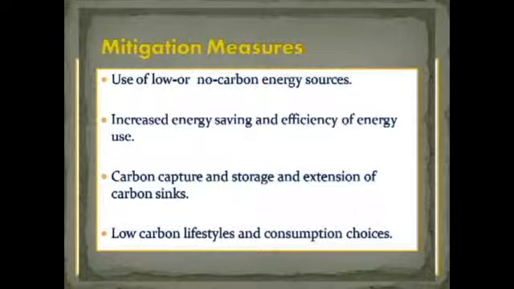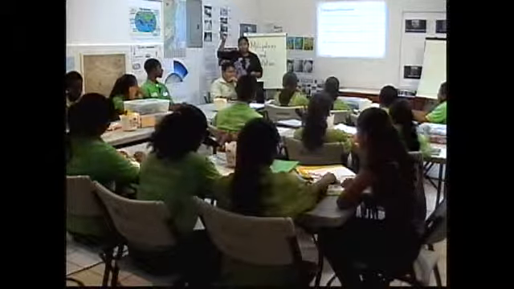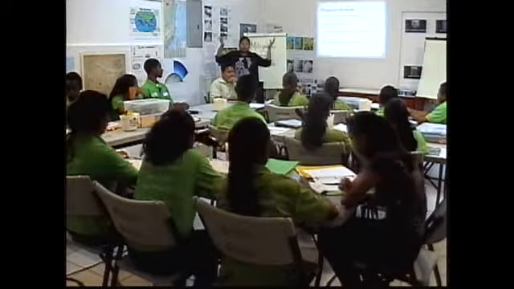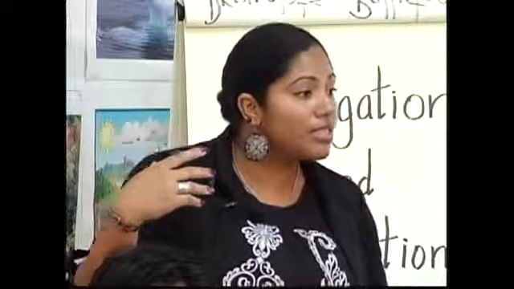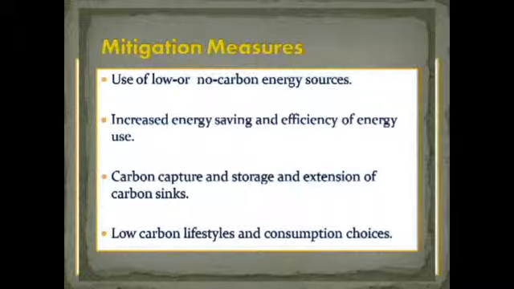Carbon capture and storage and extension of carbon sinks. If we have more carbon going up into the atmosphere, to create a balance, we will need to have more storage for the carbon. So we have to ensure that we protect our forests, we protect our ecosystem, and we protect our wildlife. Low carbon lifestyles and consumption choices.